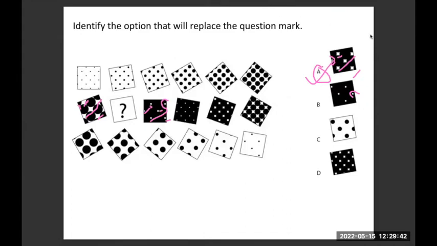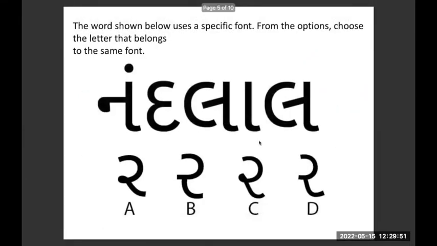No, ma'am. I don't know. Have we tried doing any font based questions earlier? Yeah, this is the first one that you're trying. First one. Okay.